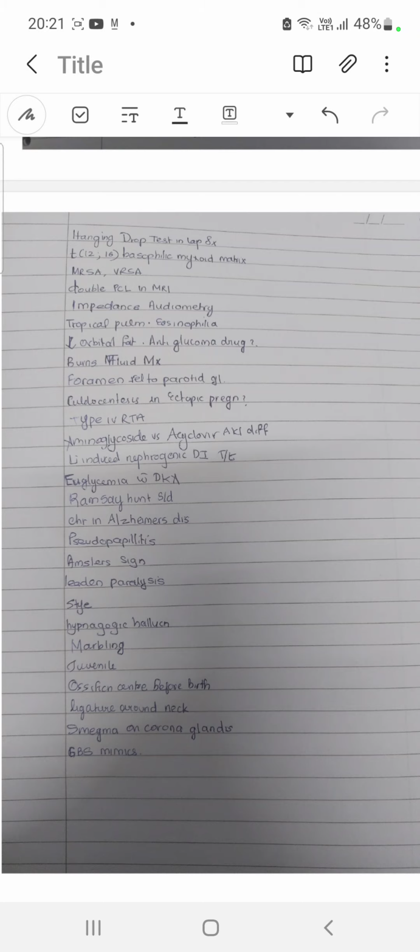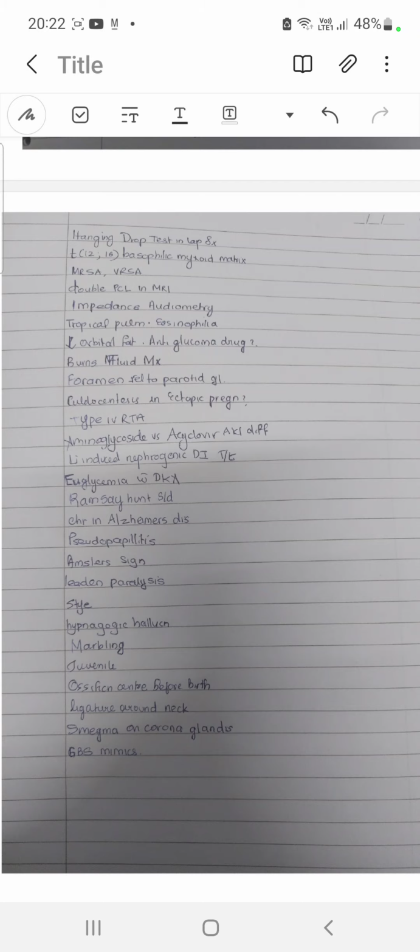medial meniscus. Impedance audiometry is actually a combination of two: one is tympanometry and the other is acoustic reflex. It is objective. Tropical pulmonary eosinophilia, the microfilaria is trapped in the lungs somehow, so there will be a hypersensitivity reaction, developing this coughing, wheezing, the hypersensitivity symptoms. And the treatment is actually the same only, diethylcarbamazine.